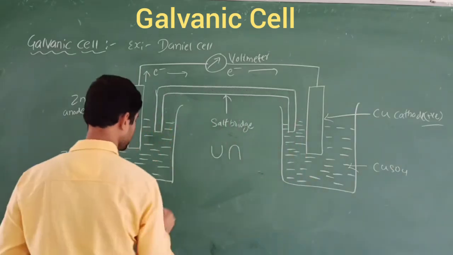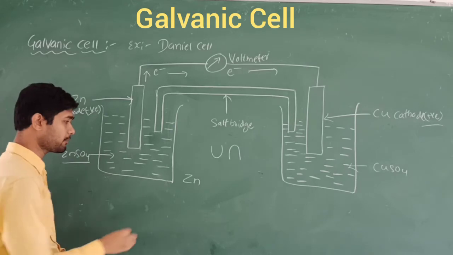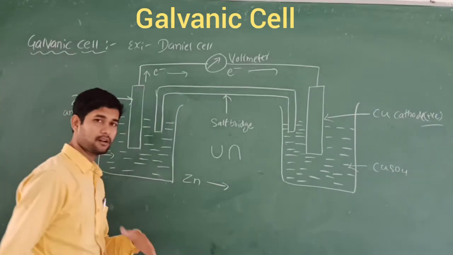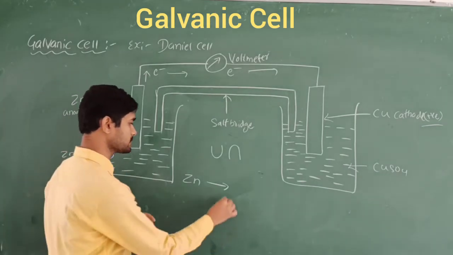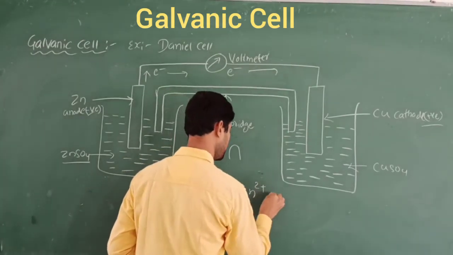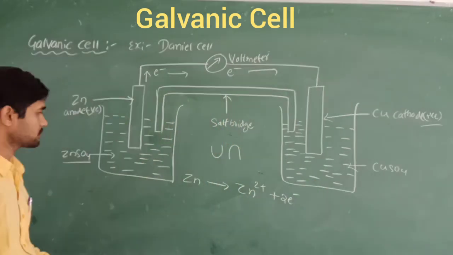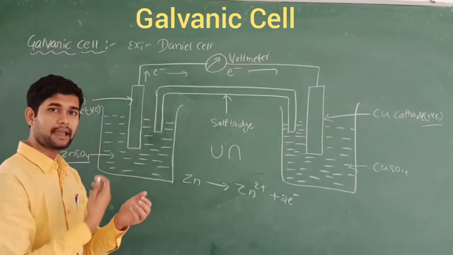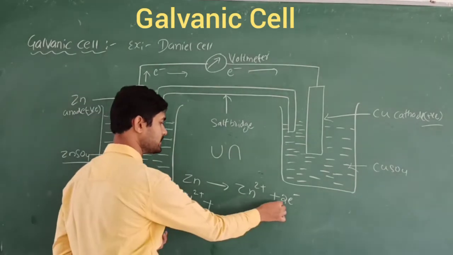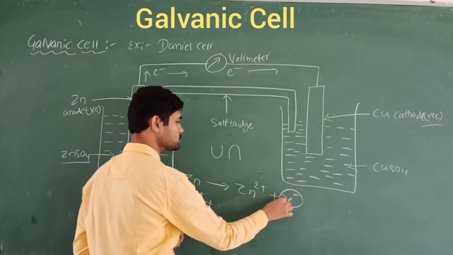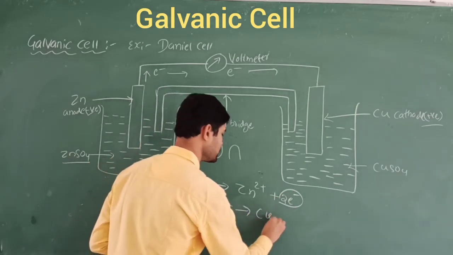Let's take the reactions here. When the zinc rod is dipped in the zinc sulfate, oxidation takes place, meaning removal of electrons. Electrons are ejected, so Zn becomes Zn2+ plus 2 electrons, meaning loss of electrons. Copper gains the electrons from the zinc. The zinc eliminates 2 electrons, and these 2 electrons are used by the copper, so it becomes Cu, right?